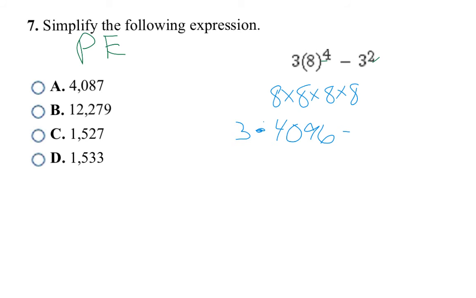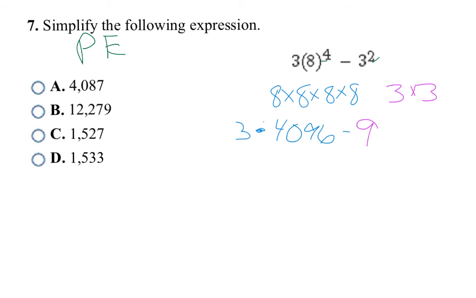Then my other problem is 3 squared. So I'm taking 3 times itself. So multiplying the 3's there twice. So 3 times 3 is 9. And I still have that subtraction between them. And so now I don't have any more exponents.